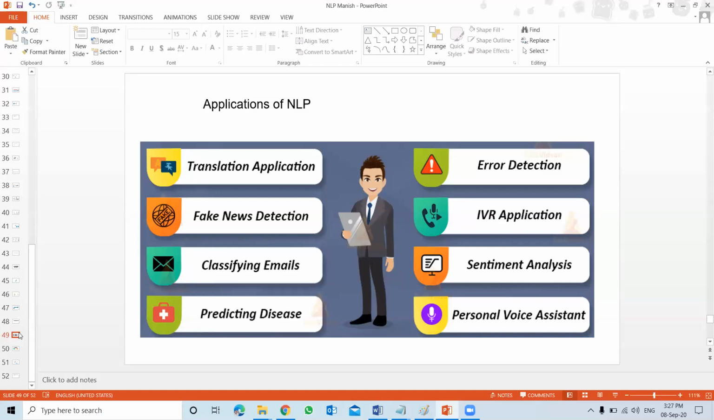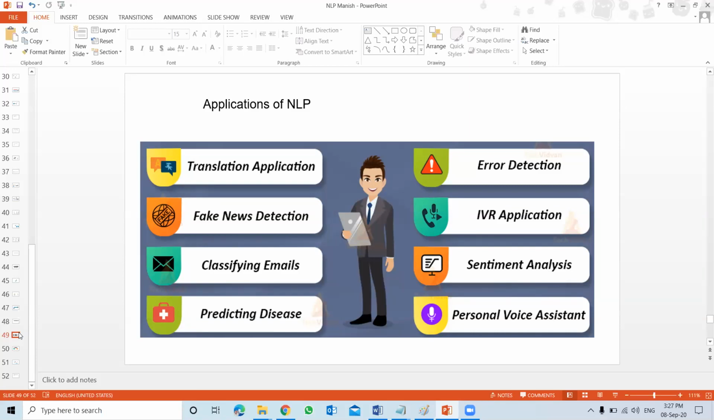Number one, we have translation applications. We have Google Translator, that is one example. Number two, we have fake news prediction or fake news detection. Simply, we take a database from different sources, different media. When we put the algorithms on it, I will get the information whether that news is correct or not. Then we can classify email: which email is the primary one, which is not, and what the content is.